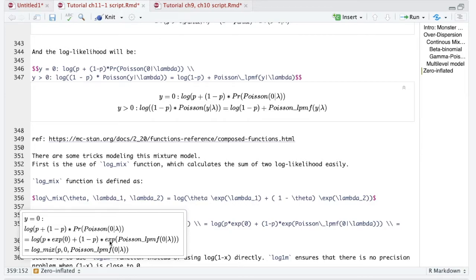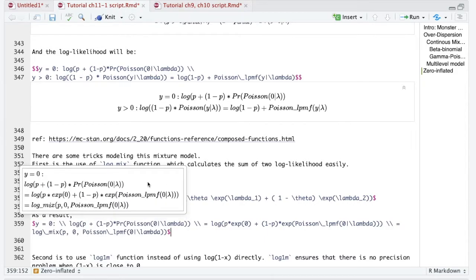So what can we do? It's very simple, because exponential and log are inverse calculations. If we take the exponential of the log version of the Poisson function, it will be the raw probability function. These two lines are the same. And then we arrive at the log mix parameters. So exponential 0 is the first lambda, theta is p, and Poisson LPMF 0 given lambda is the lambda 2 parameter of the log mix function.